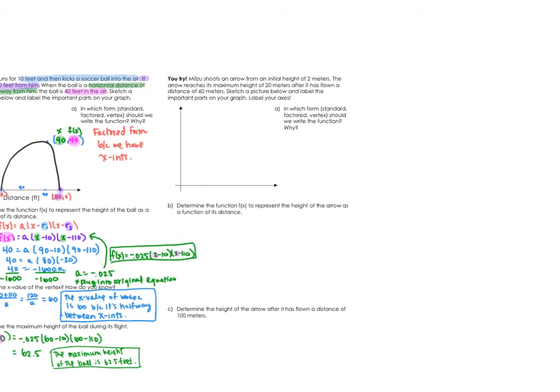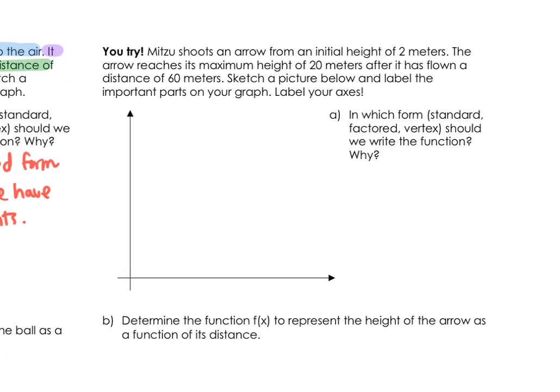Alright, now let's take a look at this last example, which is a U-try that we did in class. It says, Mitsu shoots an arrow from an initial height of 2 meters. The arrow reaches its maximum height of 20 meters after it has flown a distance of 60 meters. Sketch a picture below and label the important parts of your graph. Okay, so first of all, we have the initial height of 2 meters, meaning that is the starting point. So the coordinates of my starting point is going to be 0, 2.